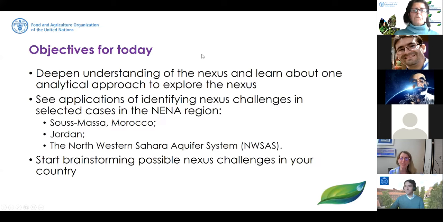So for today, what we'd really like to dig into is understanding a little bit more about the Nexus and sharing with you one particular approach to explore the Nexus that we used in the context of the project with FAO looking at Morocco and Jordan, and then actually get right into some applications of identifying Nexus challenges, looking at different scales. So starting with a subnational scale with the Sousse Massa in Morocco, then moving to a national scale in Jordan, and then looking transboundary in the context of the Northwestern Sahara Aquifer System in Northern Africa. And then we'd actually like to brainstorm with you. We'd like to learn from you as well.